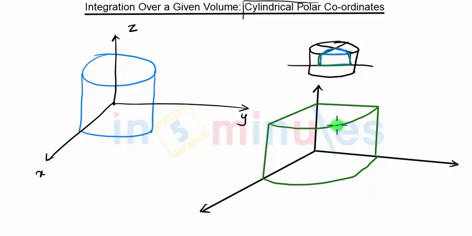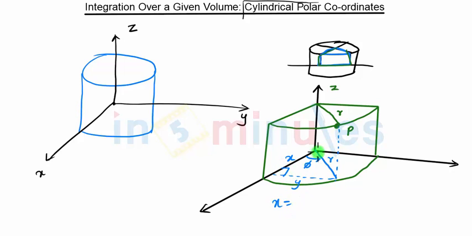Let's consider a point P here. So this is our point P. The distance of point P from the Z axis is nothing but R. When we project this point P on the XY plane, we get this distance also equal to R. Let's say this angle is phi. Then this will be our Y coordinate and this will be our X coordinate. So X will be nothing but R cos phi.